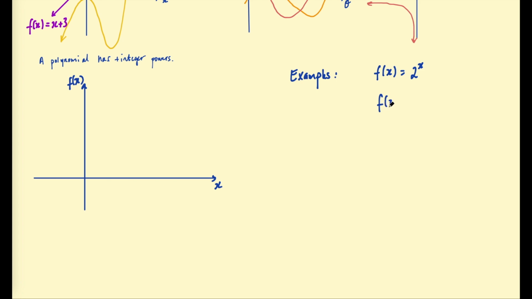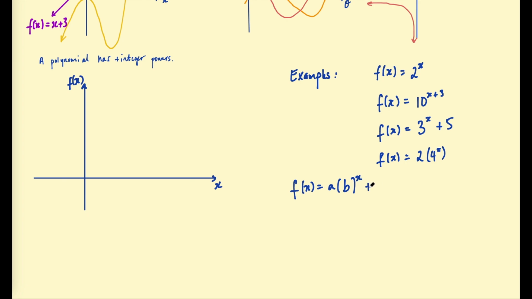So you could also have something like 10 to the x plus 3. That's also an exponential function. You could have f of x equals 3 to the x plus 5. That's also an exponential. And you could have something like f of x equals 2 multiplied by 4 to the x. That's another example. In general, these have the form f of x equals a multiplied by b to the x plus c, where a, b, and c are all constants. Looking at this example, 3 to the x plus 5, if this was 5x, it's no longer an exponential function. It becomes a bit more complicated, and it becomes a different type of function.